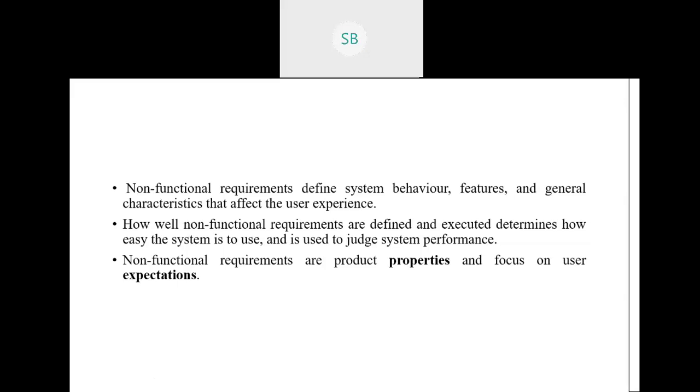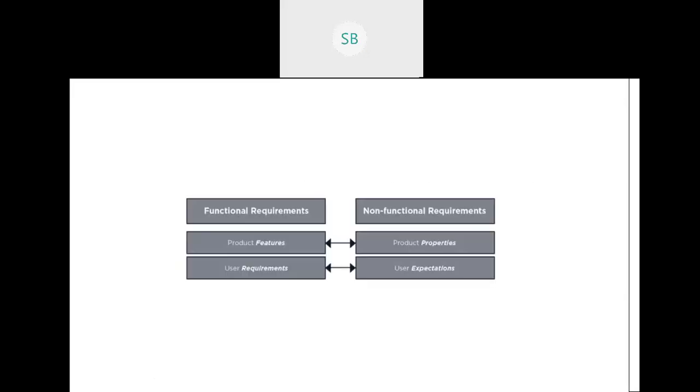Okay, so this was all about functional and non-functional requirements. If you can see the diagram, functional requirements are product features and user requirements, and non-functional requirements are product properties and user expectation. And you can see this arrow, both are related. Every product feature will have some product properties also, so these are related. So we can now find the functional requirements and the related non-functional requirements.